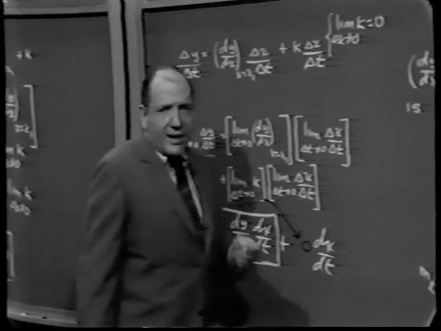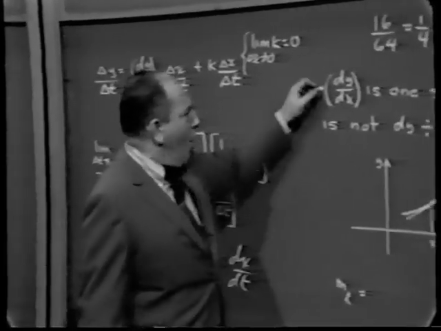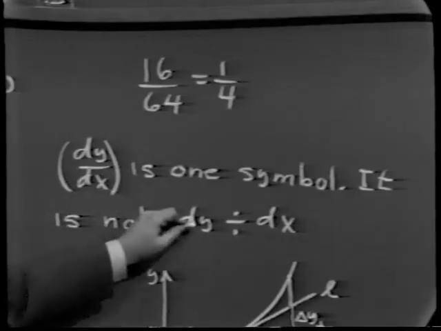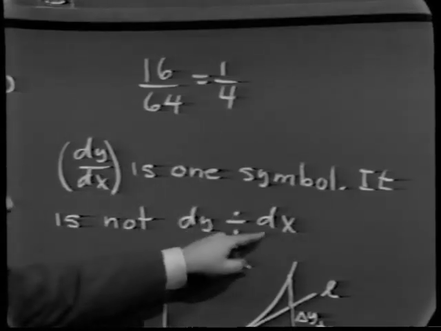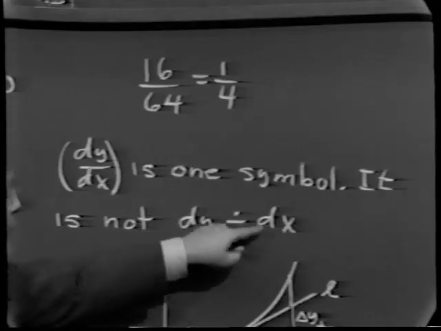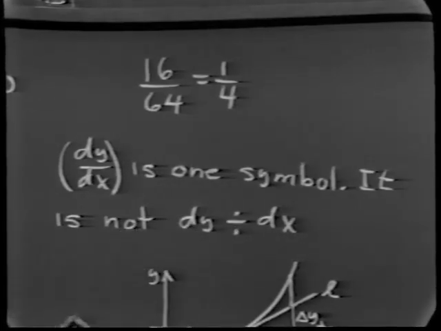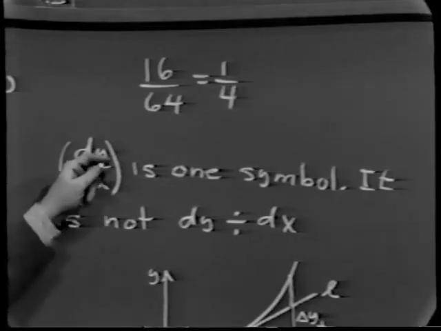What that means is simply this. Notice that dy dx is one symbol. It is not dy divided by dx, because these things have not been defined separately. In other words, you can't just operate with symbols the way you might like to.